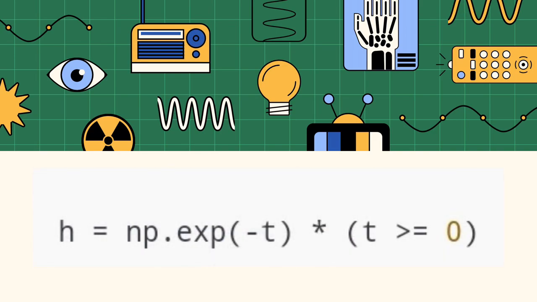Next, the impulse response h of t is defined. This represents a causal exponential decay. The exponential function decays as time increases. This makes the system causal, meaning it does not respond before the input is applied.